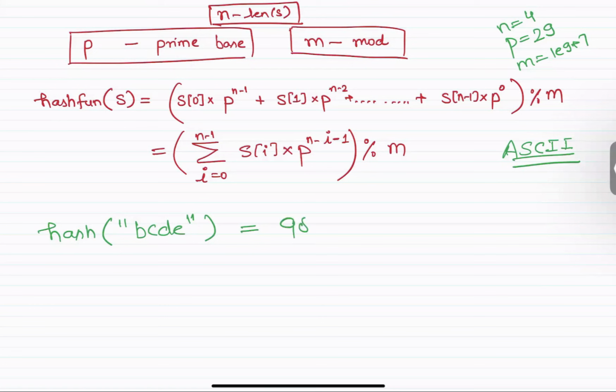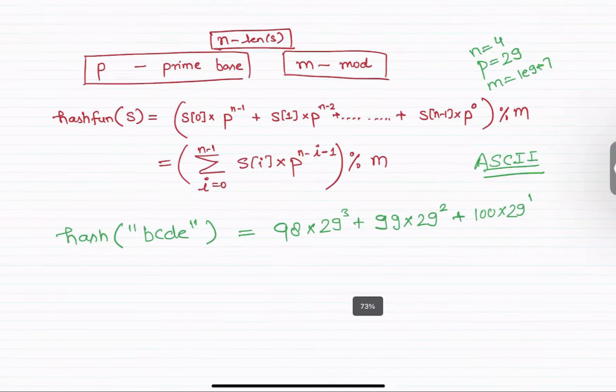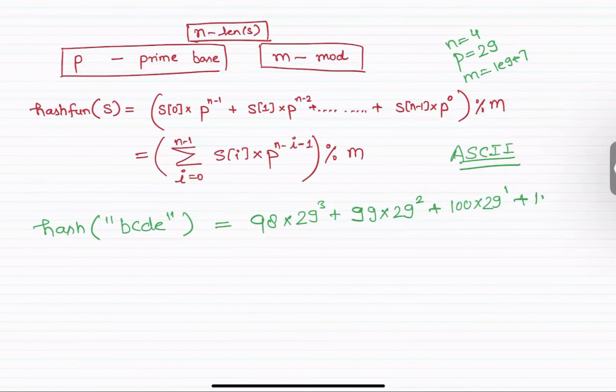Yeah, so B is 98 into 29 raised to the power 3, plus 99 into 29 raised to the power 2, plus 100 into 29 raised to the power 1, plus 101. I received 4 answers and all 4 of you are saying it is 2, 4, 7, 6, 3, 8. So ultimately we are able to achieve an integral value for this. Mod is not required because this was a smaller string.